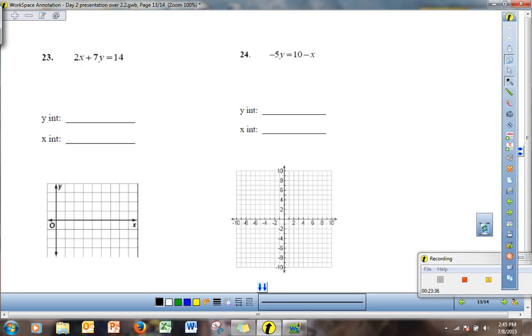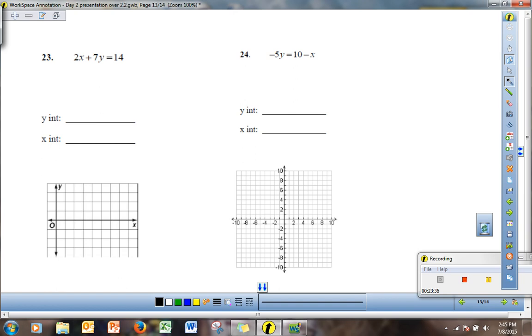So look at your number 23. The directions want you to put it in standard form, find the x and y intercepts, and then graph it. So number 23, that thing's already in standard form. The x is first, the y is second, then it's equal to a number. The a value is positive, and there's nothing that goes into all of them.